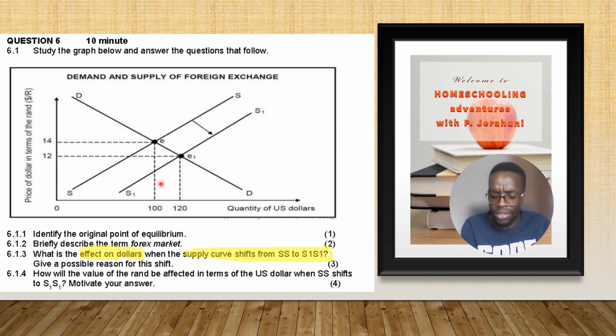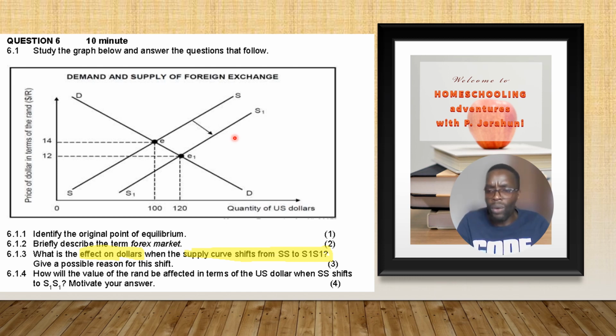And then the reason, probably why this S has shifted to the right, is it could be because of the number of Americans that are visiting South Africa. Remember, when they are visiting our country, they are going to surrender the US dollars on the foreign exchange market, and they demand our rands. So it could be as a result of the American citizens that want to visit our country, or it could also be as a result of an increase in exports to the United States.